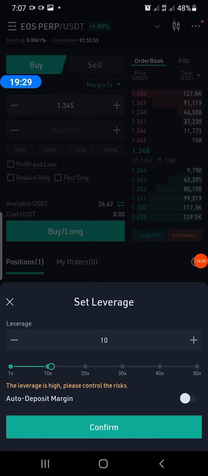So if you are using 2x leverage with a $20 capital, they will give you $40. So when trading, if the price of the market is going against you and it reaches your liquidation price, you will lose your initial $20. The exchange will liquidate you.